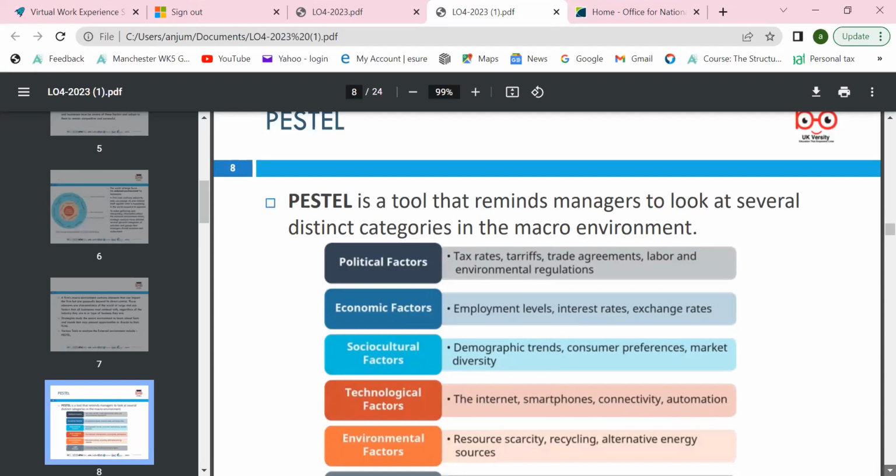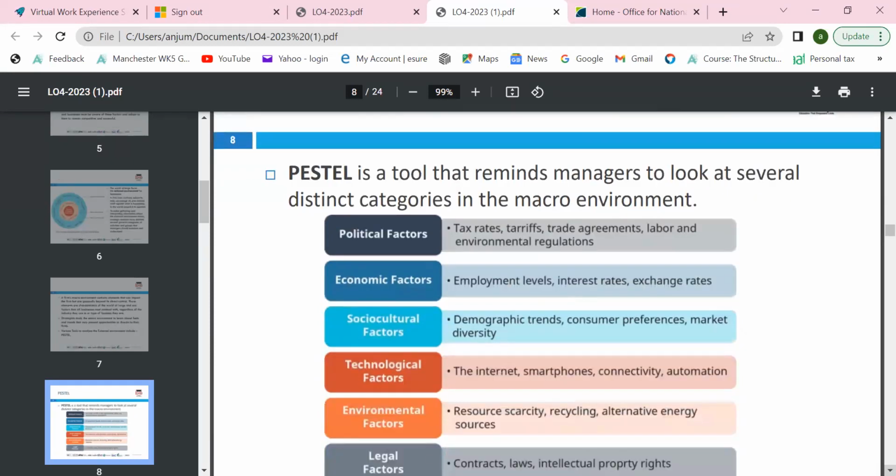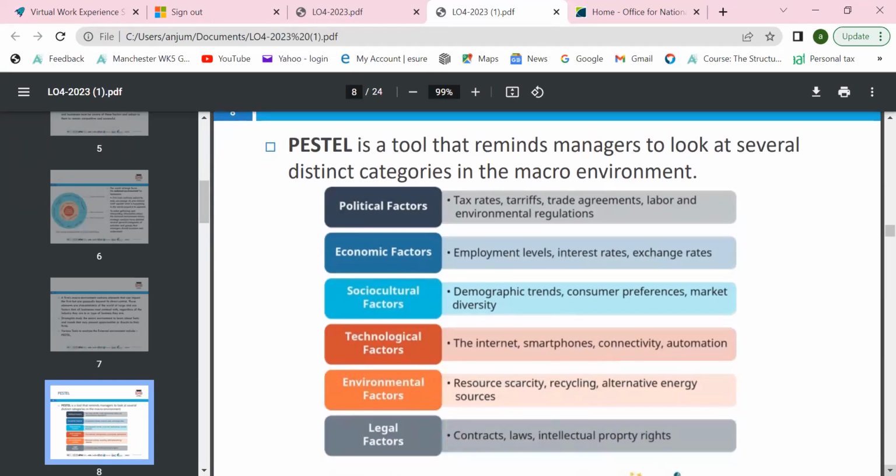Economic, we're looking at interest rate, per capita income, income per person. Social factors, we can look at demographic trends. Technology: internet, smartphone, drone technology, artificial intelligence, cloud computing, .com. These are all the technology factors which are impacting the environment, like Amazon, eBay, online shopping, e-commerce. Think globally, act locally. You have to understand local culture as well.